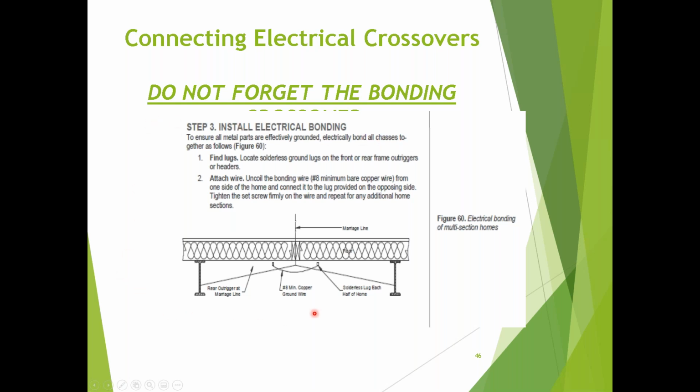Of course, one of the big things with manufactured homes is because this is a 4-wire system, you want to make sure you bond or ground the chassis to each other. And there's usually a copper wire on the back end next to the outriggers. It's coiled up on one side, and you take it and put it in the lug on the other side.